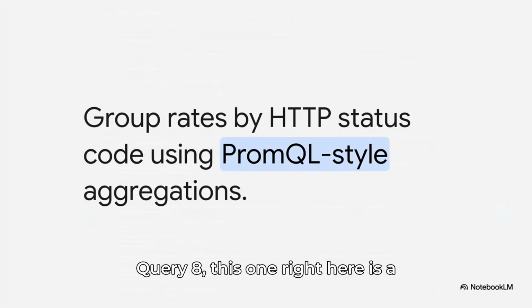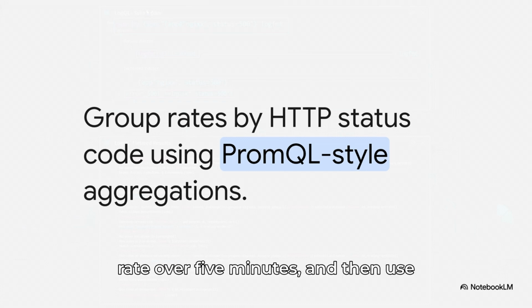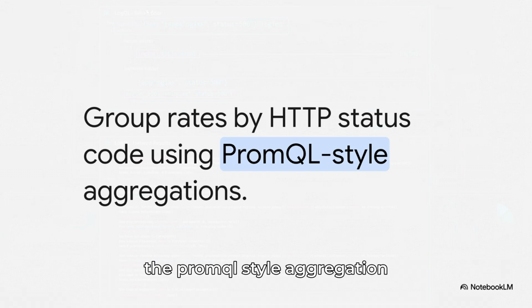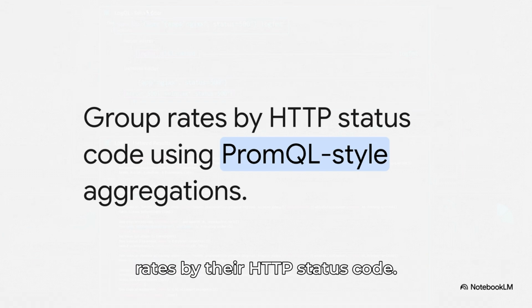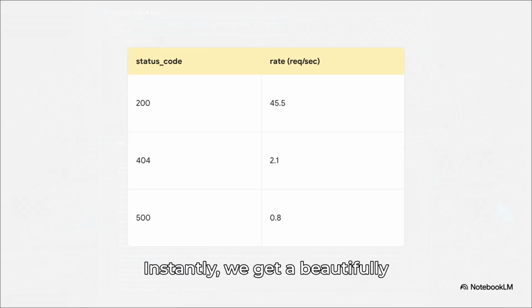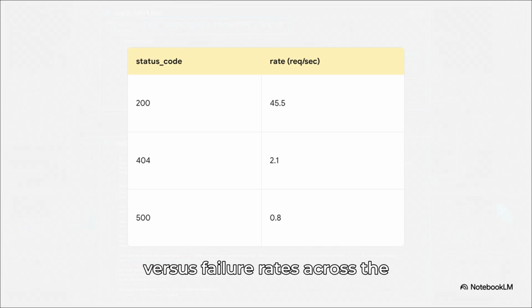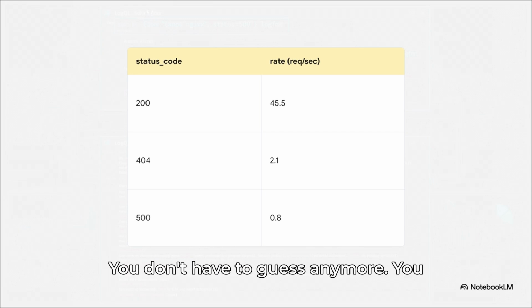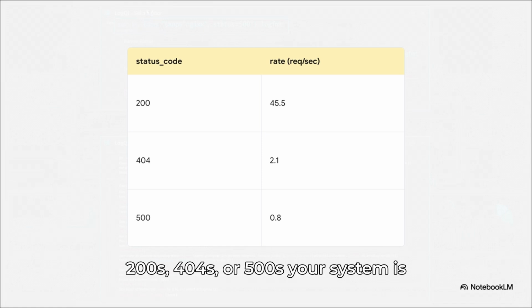Now, Query 8, this one right here is a support engineer's dream. We are combining everything we've learned. We parse the JSON, calculate the rate over 5 minutes, and then use the PromQL-style aggregation function sum by to group those exact rates by their HTTP status code. Instantly, we get a beautifully aggregated breakdown of success versus failure rates across the entire Nginx service. You don't have to guess anymore. You immediately know exactly how many 200s, 404s, or 500s your system is throwing every single second.